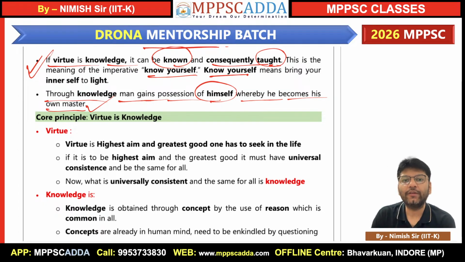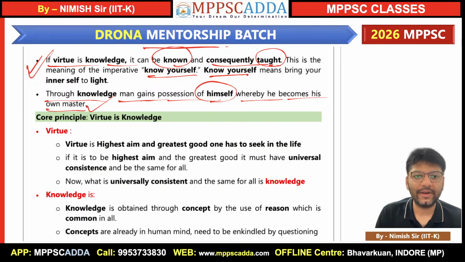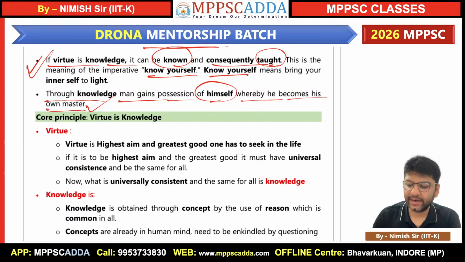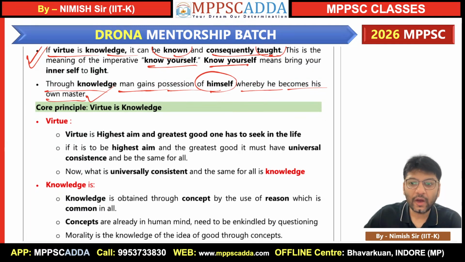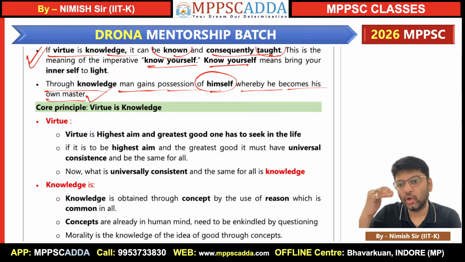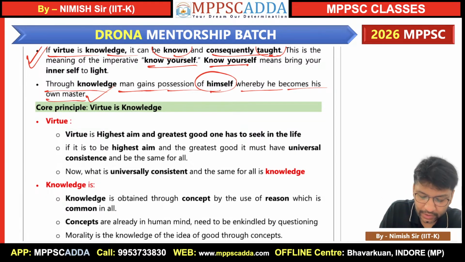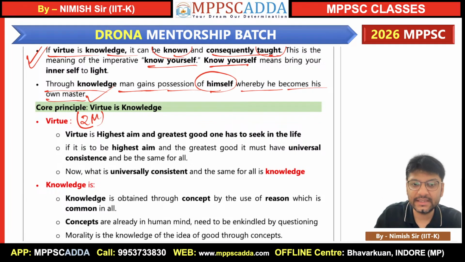And this is the meaning of the imperative, know yourself. Right? And through knowledge, man gains possession of himself, whereby he becomes his own master. So what are the core principles we will write? Right now I've just given you some kind of chronology of ideas. Now I'm going to define the core concepts according to the two markers. Suppose a two marker question comes in the examination.